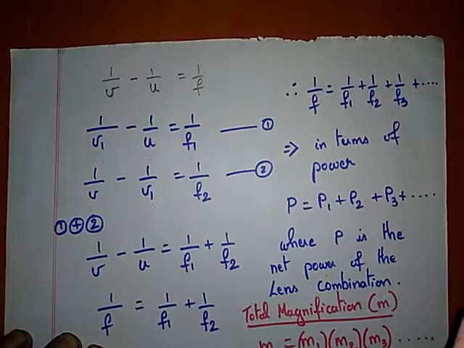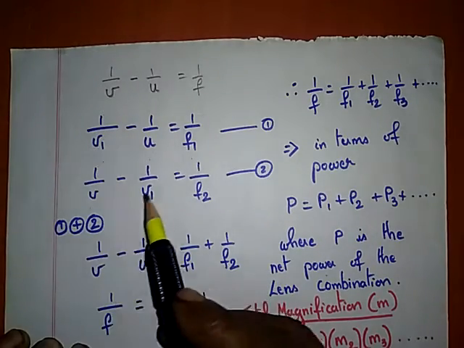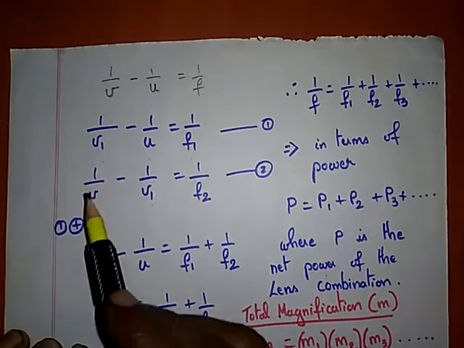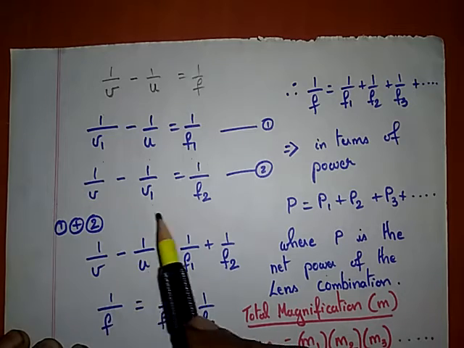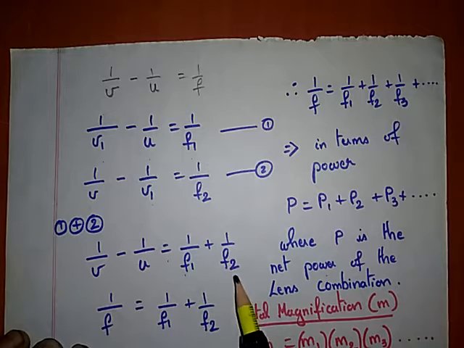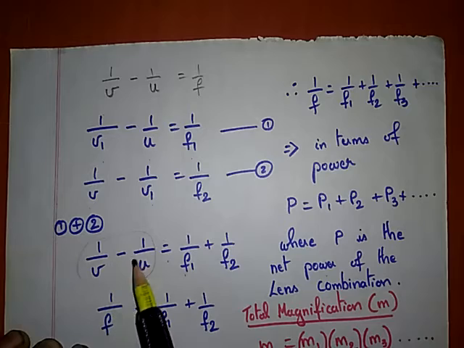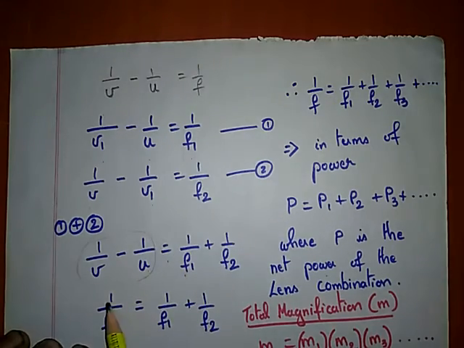So now we have two equations. You add these two equations. This 1 by V1 minus 1 by V1 gets cancelled. Therefore, we have 1 by V minus 1 by U is equal to 1 by F1 plus 1 by F2. Already we know the value for 1 by V minus 1 by U, which is nothing but 1 by F. So 1 by F is equal to 1 by F1 plus 1 by F2. That is, for two lenses, we have 1 by F is equal to 1 by F1 plus 1 by F2.